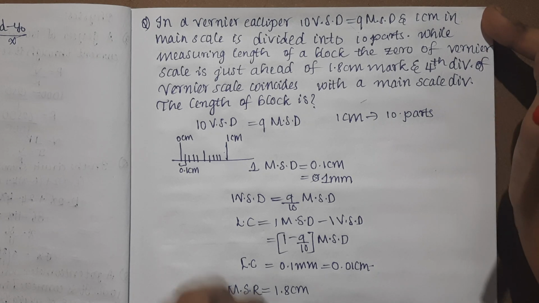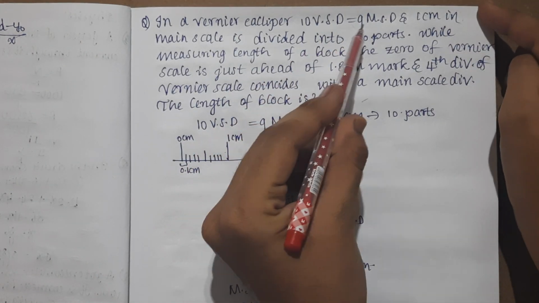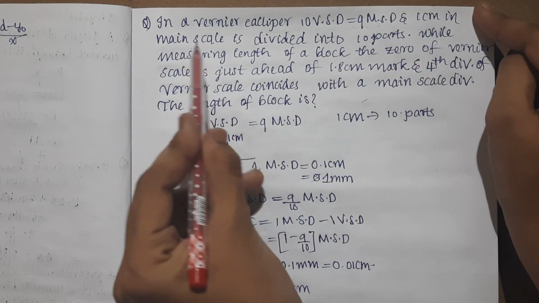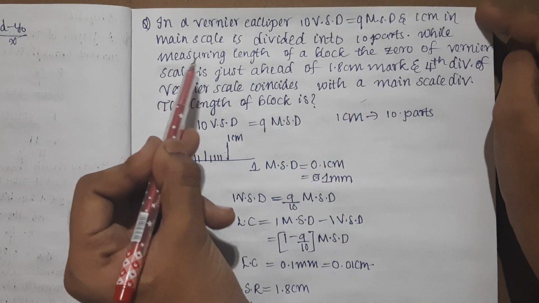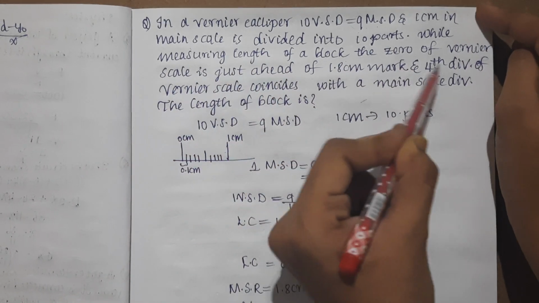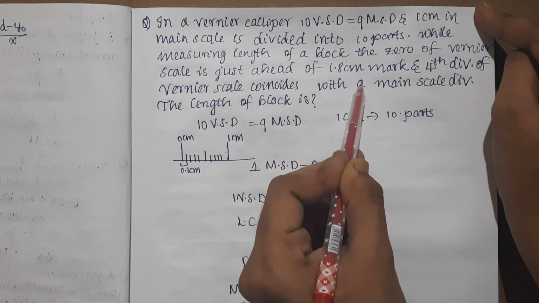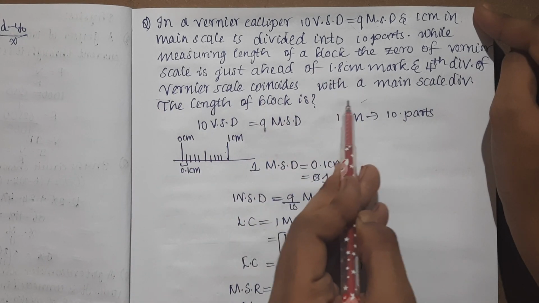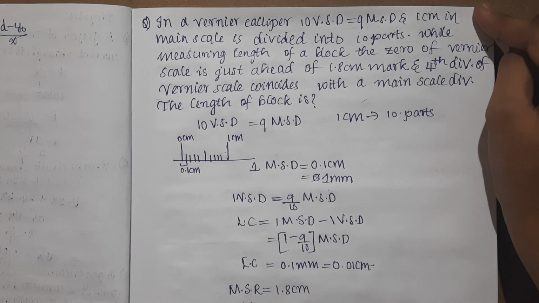Now coming to the last question. In a Vernier caliper, 10 Vernier scale divisions are equal to 9 main scale divisions, and 1 centimeter in the main scale is divided into 10 parts. While measuring the length of a block, the 0 of the Vernier scale is just ahead of the 1.8 centimeter mark, and the fourth division of the Vernier scale coincides with a main scale division. Then you should find the length of the block.